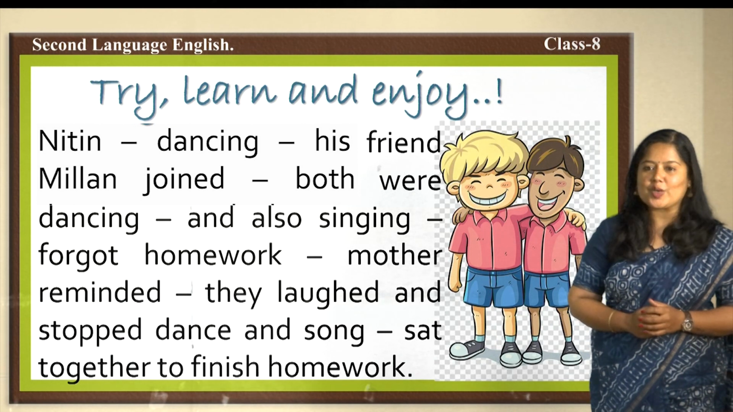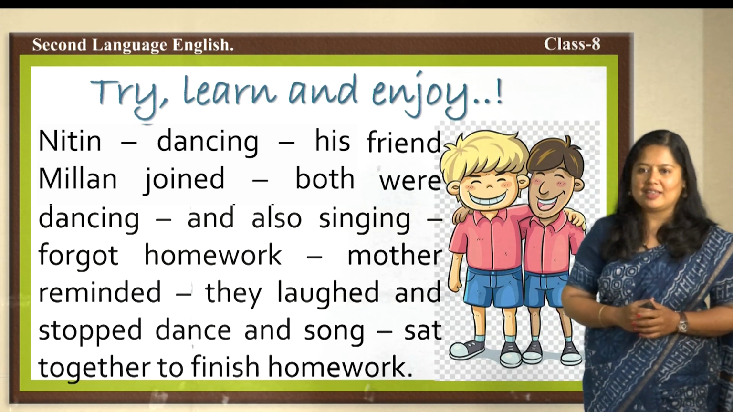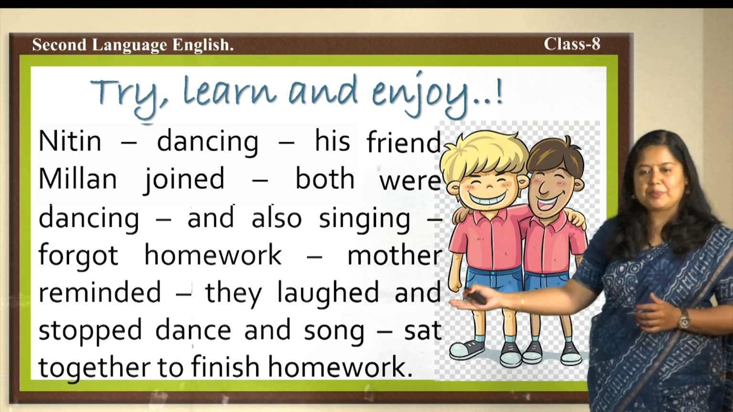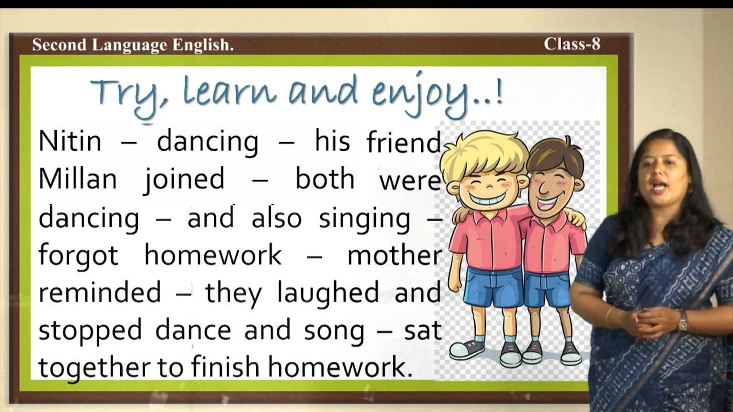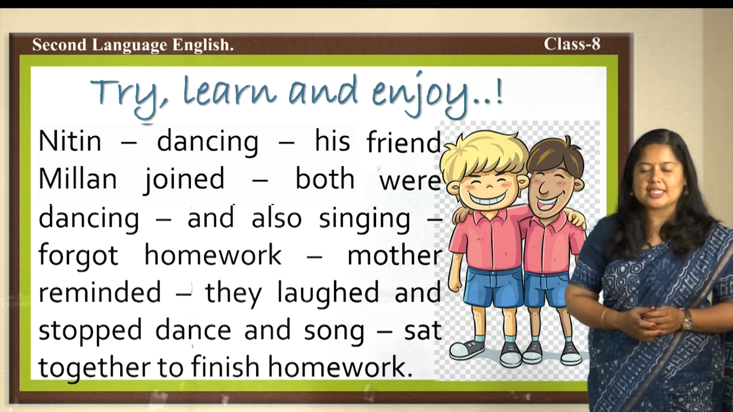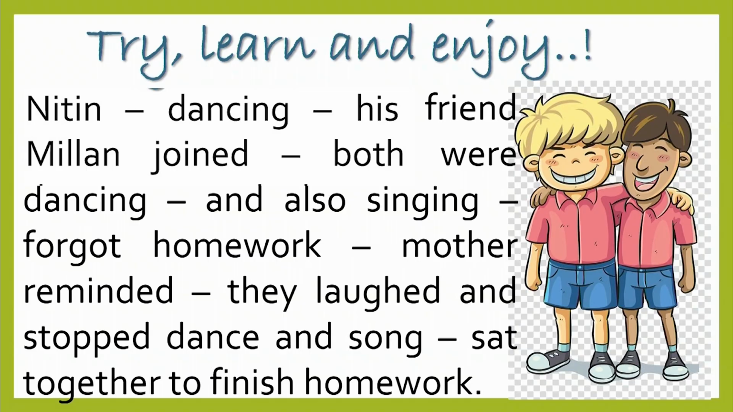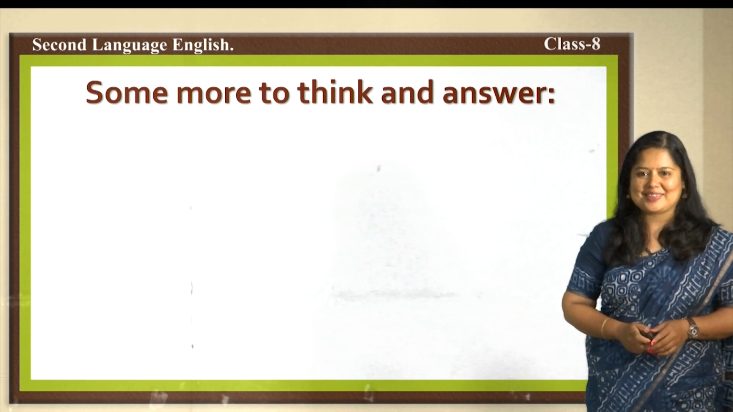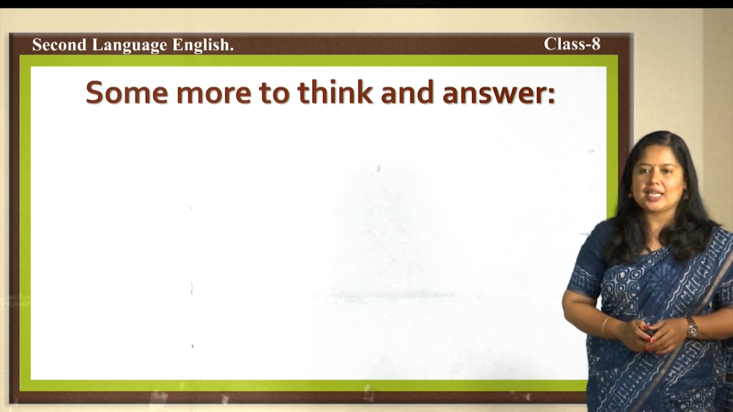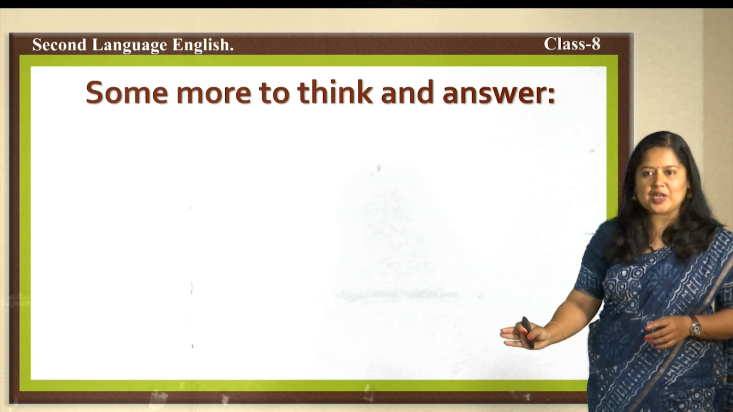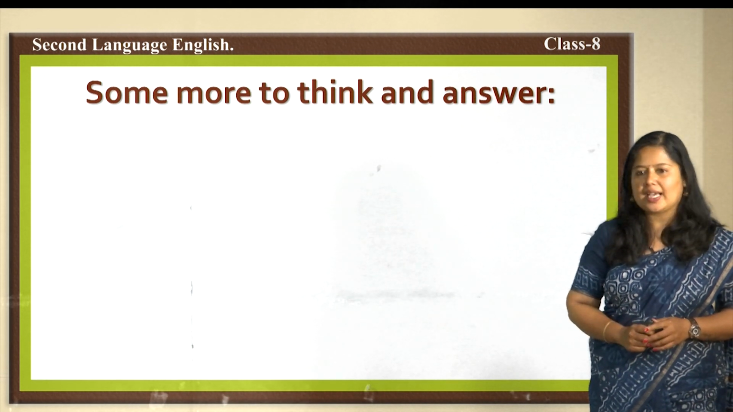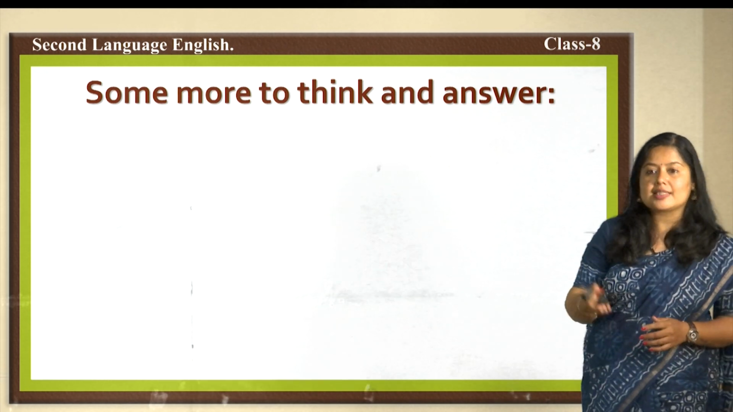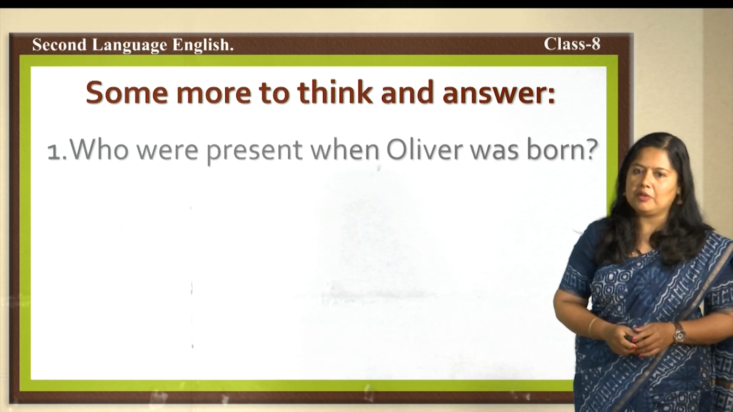Just now we read the story of Amanda and Sophia. This is a very relevant example and exercise for you to develop into a story. Kids, you have a few minutes to copy this and develop it into a paragraph. I hope you can do it. And some more to think and answer. As a last part of this class, kids, I have some questions for which you need to think, refer to the text and write your answers. Can you note down?